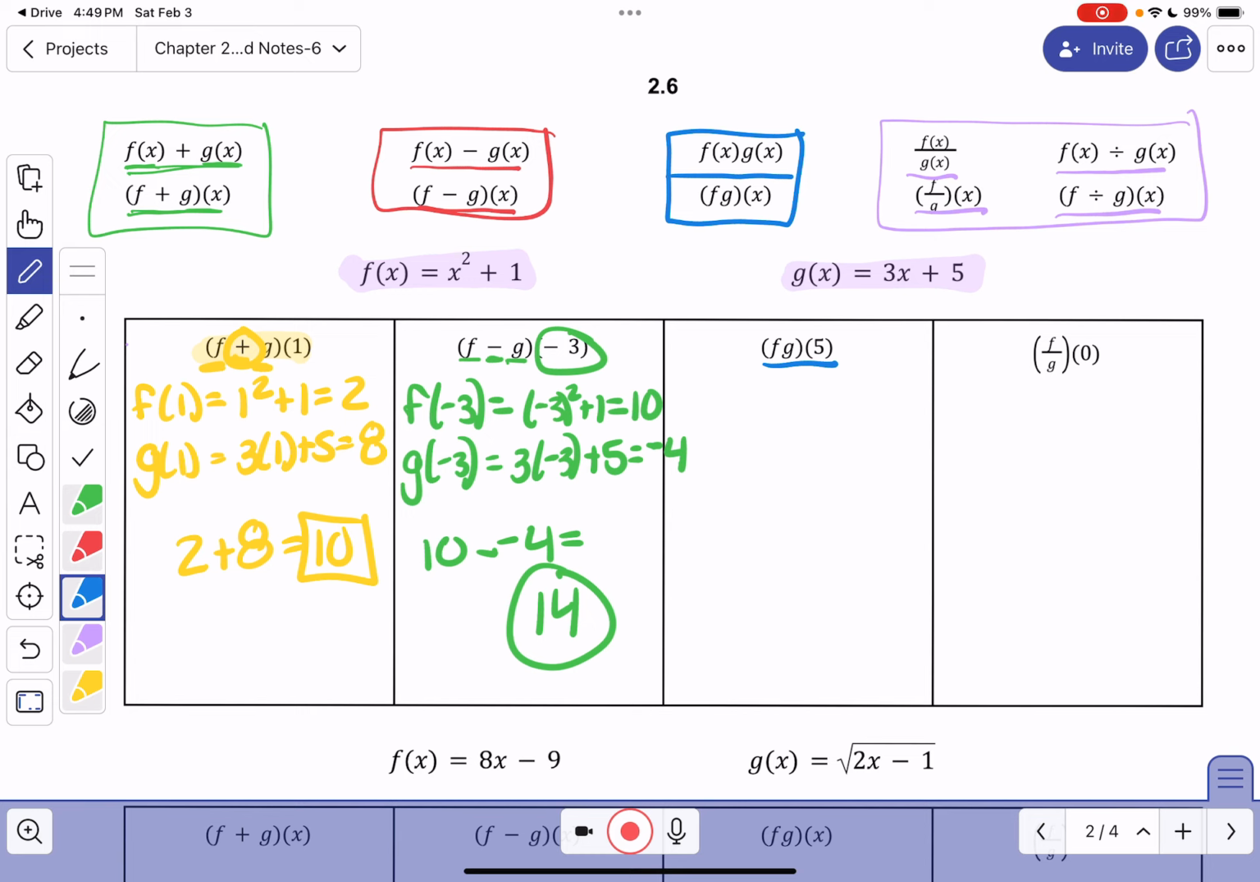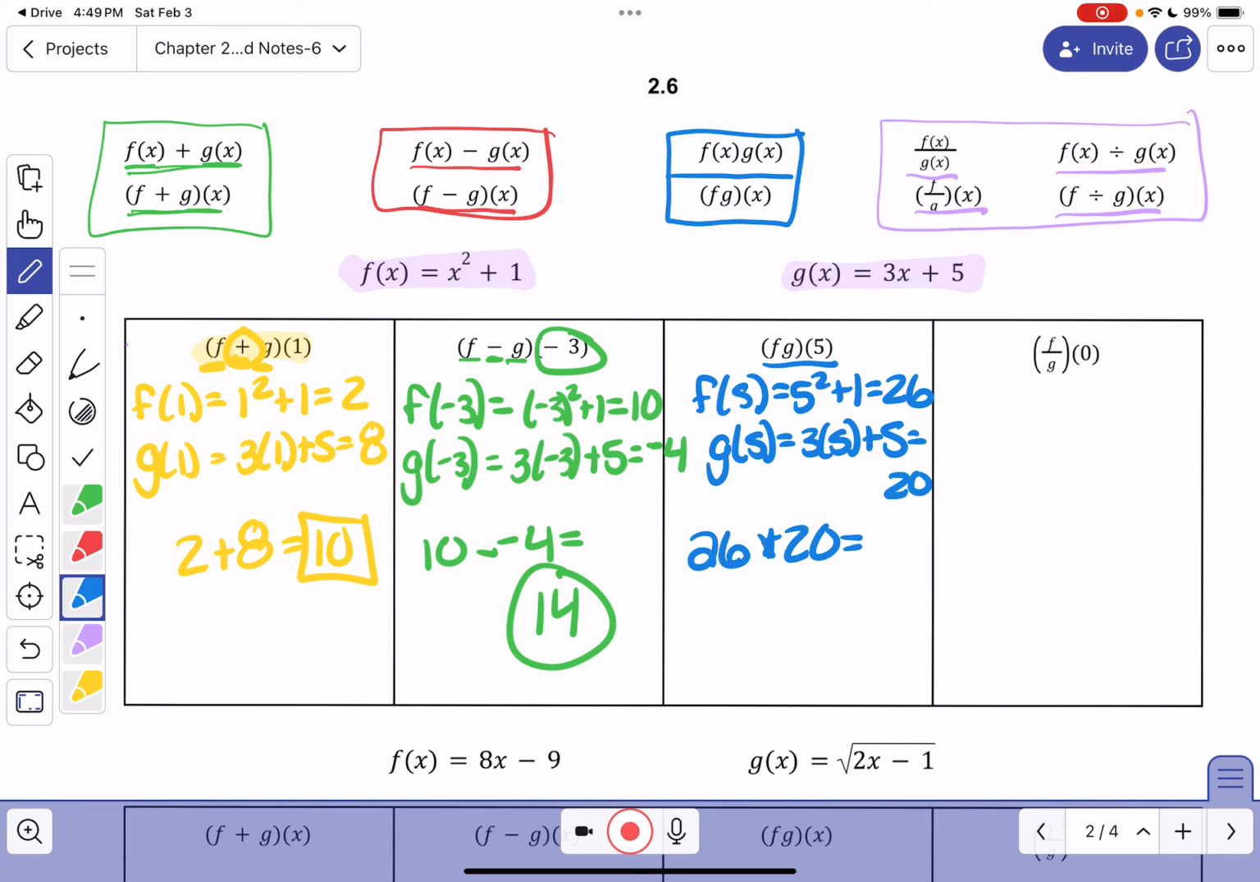Fg of 5, this is saying multiply. So first we've got to plug 5 in. F of 5 is 5 squared plus 1, which is 26. G of 5 is 3 times 5 plus 5, which is 15 plus 5, which is 20. And then we multiply them. 26 times 20 is going to be 520.